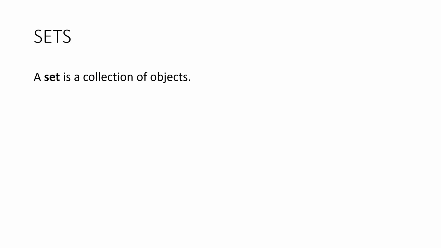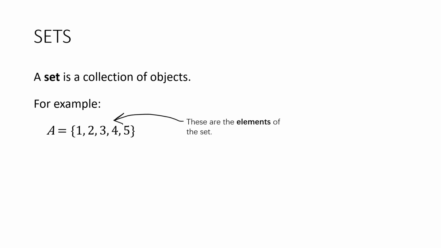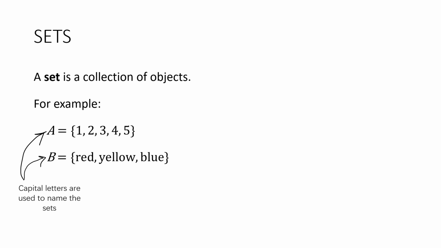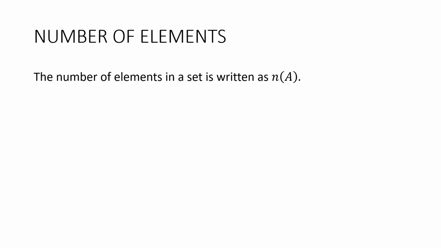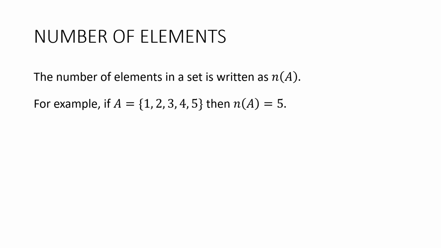So let's begin. A set is a collection of objects. So for example, the set A contains the elements 1, 2, 3, 4, and 5. And the set B contains the elements red, yellow, and blue. Now we use capital letters to name the sets. The number of elements in a set is written as n and then in brackets the name of the set, in this case A. So for example, if A is the set that contains the numbers 1, 2, 3, 4, and 5, then the number of elements in the set A is 5.